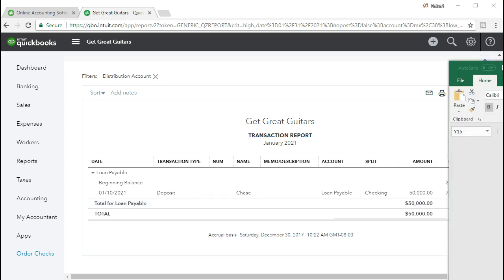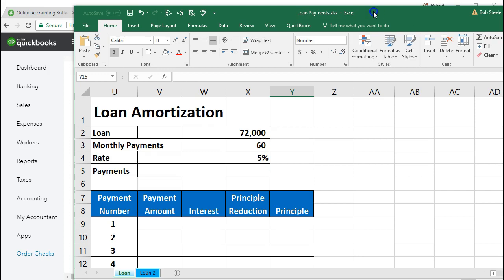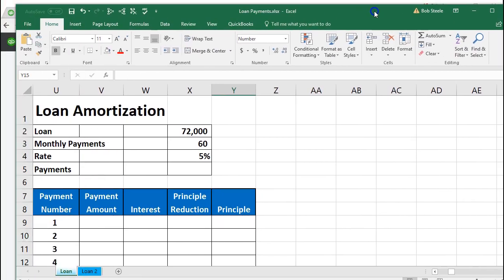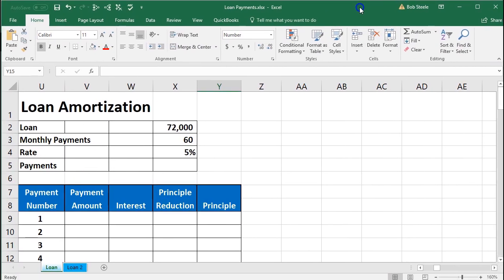So either method works. We're going to go with the amortization schedule and see how this loan payment works. So here's an Excel sheet and we'll just do a quick calculation. Typical loan will have the amount, $72,000, the number of months or periods.